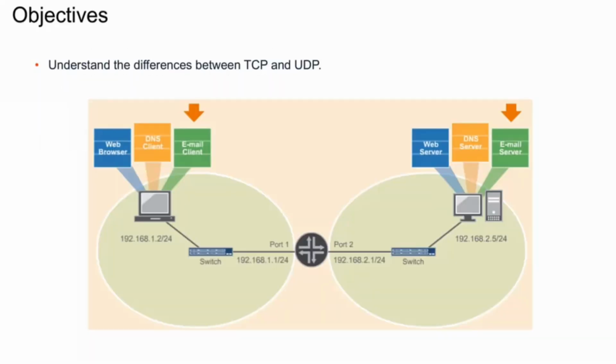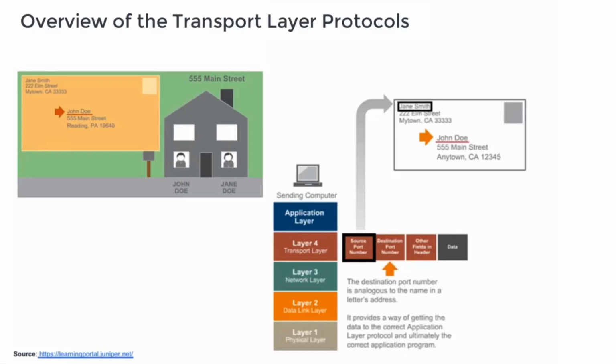Today we're going to talk about the two major transport protocols, TCP, the Transport Control Protocol, and UDP, the User Datagram Protocol. We'll see how they differ in the services they provide. Transport protocols are sort of like the envelope that you put a letter into. The front face of the envelope is like the packet header. This is where we write the sender's address and the destination address and so forth.